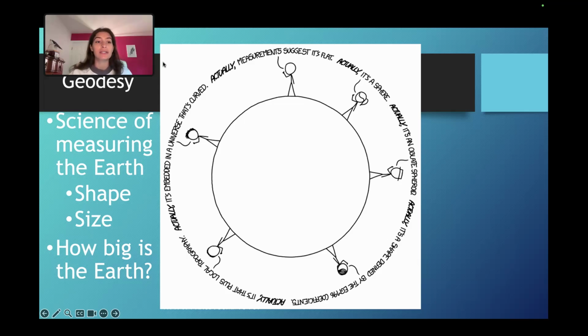Geodesy itself is the science of measuring the Earth, and specifically measuring both the shape and the size of the Earth. It helps us to understand, well, how big is the Earth? What is the shape of the Earth? Where is XYZ on the Earth in relation to other things?